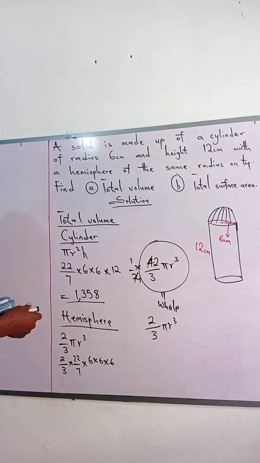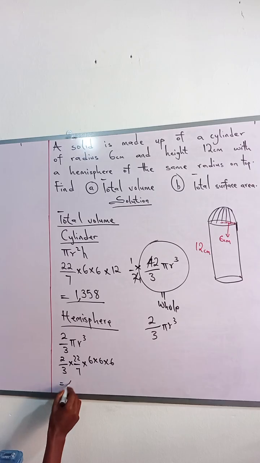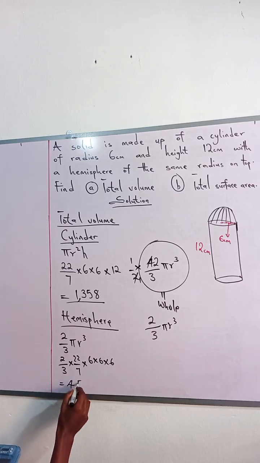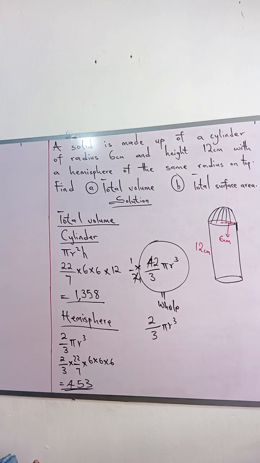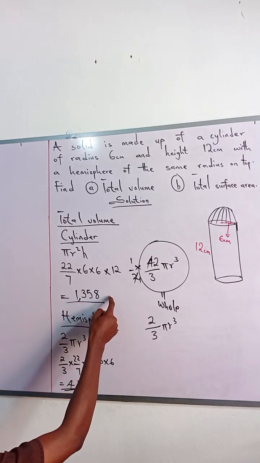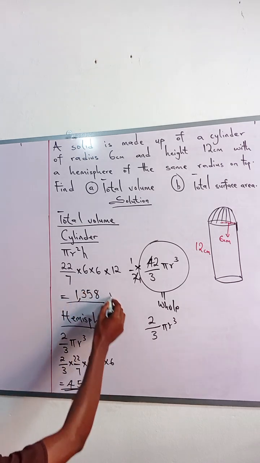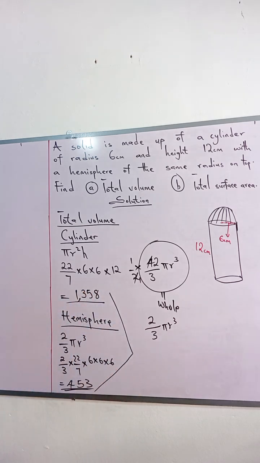So I got 452.5. I'm going to leave my answer as 453 for easy calculation. I'm sure you know volume is in centimeter cube, forget the fact that I've not put my unit. So for our total volume, we are going to add these two together. Let's add it together.